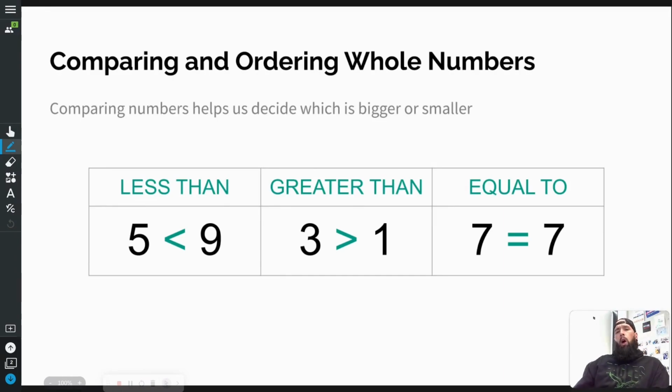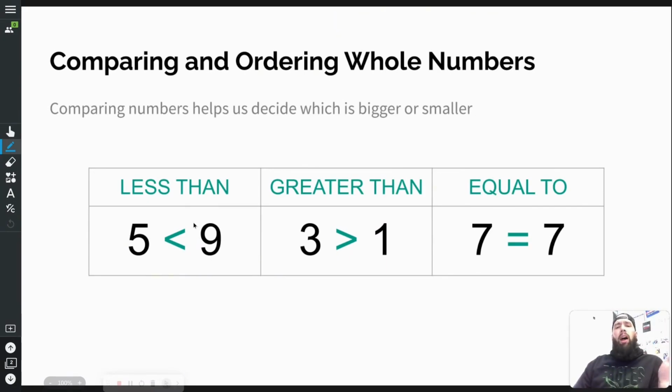Comparing and ordering whole numbers. Comparing numbers helps us decide which is bigger or smaller. Now, you might remember these symbols right here. These are the less than, greater than, or equal to symbols. You know what the equal to symbol is. It just means that number is equal to that number, like 7 equals 7, and 5 equals 5, and a million equals a million. Easy.